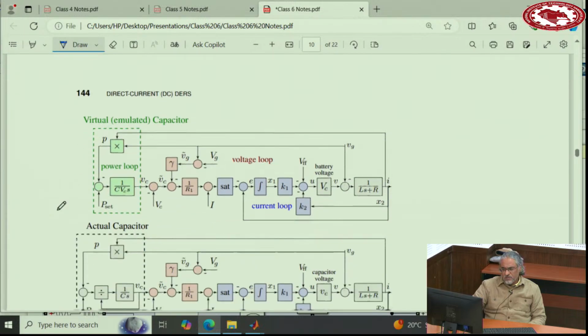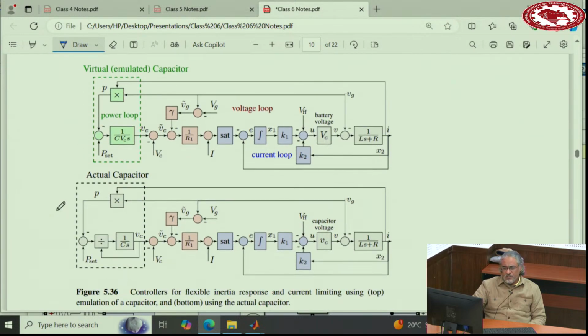Let's say I put these two circuits together, and if you noticed in this presentation, all the actual hardware blocks are in gray, and control blocks are normally in blue, but if there are additional control blocks, they are in different colors. So these are all control. These are all controls when you emulate a capacitor.